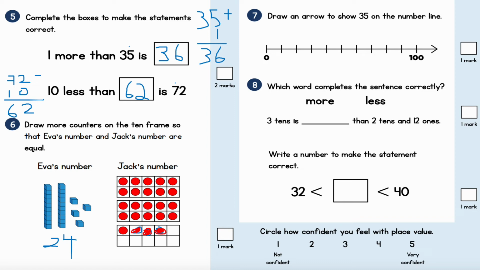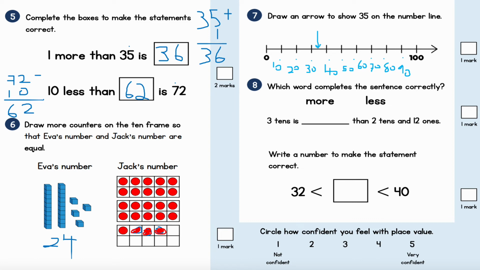Okay, this is question number 7. Draw an arrow to show the number 35 on the number line. Well, it's going to be tens. 10, 20, 30, 40. 35 is bang in the middle. Okay, so that's where 35 is. Okay, 50, 60, 70, 80, 90, 100. So it's going up in tens, if we're not sure. So each little bar is going up in 10. Okay, 70, 80, 90, and 100.